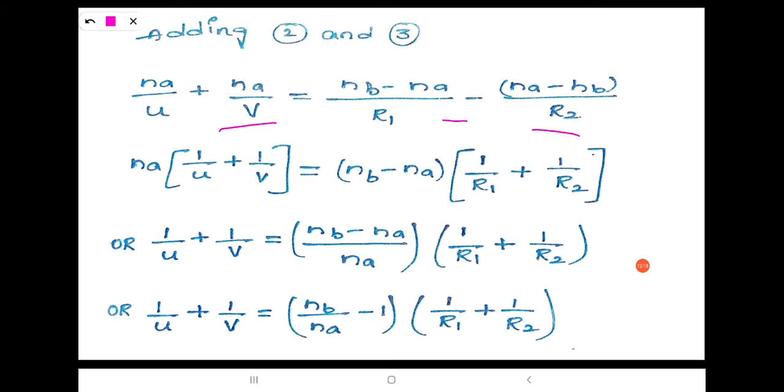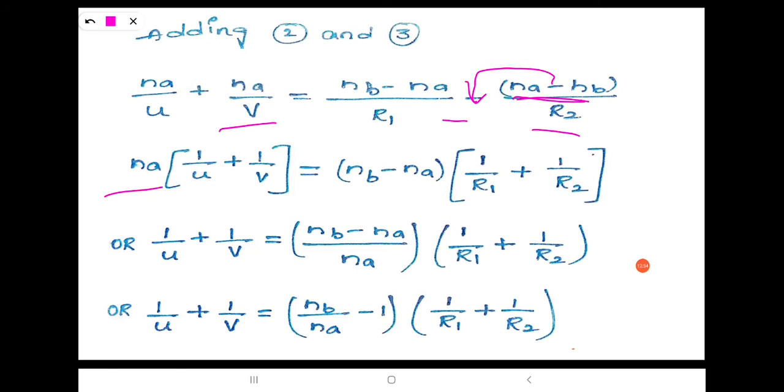Now, here NA is common, so I have taken NA common. We'll get 1/U plus 1/V, which equals, here also NB minus NA is common, so NB minus NA taken out. So we'll get 1/R1, and here with NB minus NA, this minus minus becomes plus. So we'll get 1/R1 plus 1/R2.